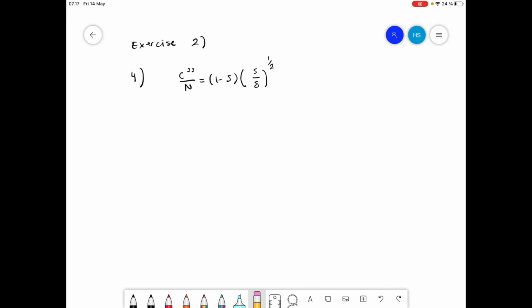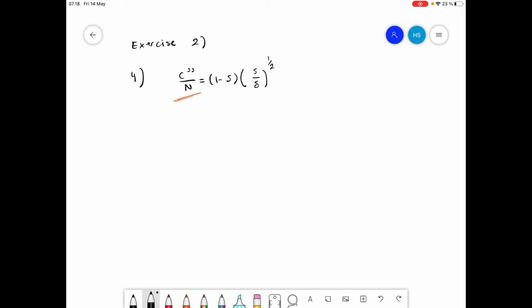So in question 4, we have to find the golden rule value of the savings rate. Remember, the golden rule value of the savings rate is that savings rate that maximizes consumption in steady state. In order to find this savings rate, we need to differentiate the consumption equation that we found earlier in steady state with respect to the savings rate.